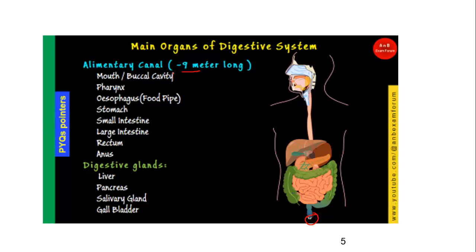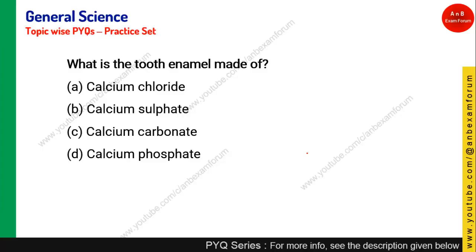Okay, so in the digestive system, the other important things are the digestive glands. So these are the main 4 glands which are generally asked in the exam. So this is your liver, okay, and here it is the pancreas. The salivary gland is in your mouth, and finally the gallbladder is near your liver. Okay, so again, I'm not going to discuss each and every organ in today's class. We will be focusing only on the previous year questions, right?